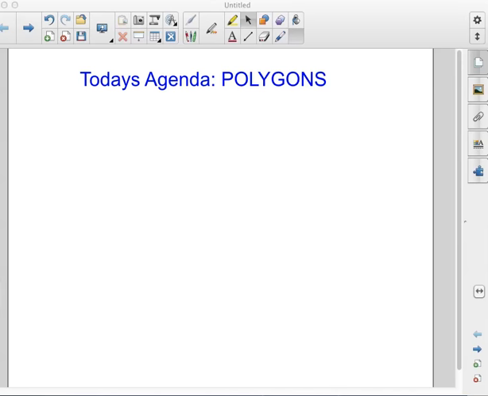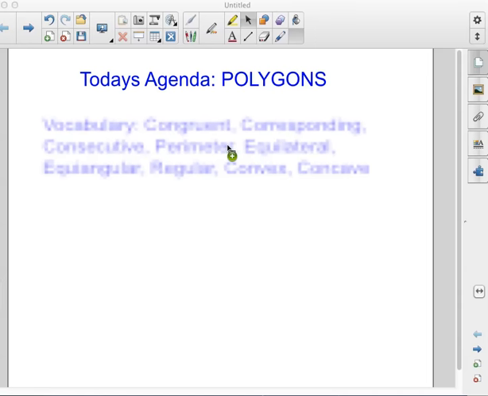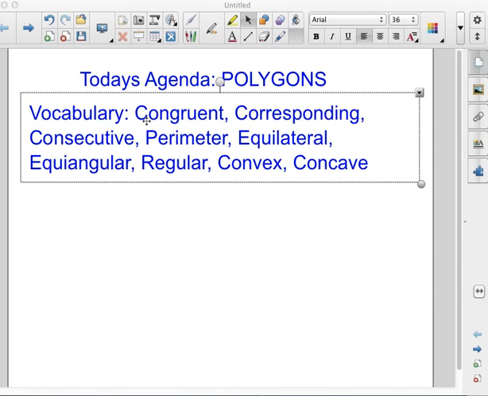discussing polygons. And as part of our lecture, we're going to have quite a few vocabulary words today. Some of the vocabulary words we're going to cover are congruent, corresponding, consecutive, perimeter, equilateral, equiangular, regular, convex, and concave, just to name a few. And there might be a few that pop up along the way, so let's just pay close attention as we go with our definitions. But these are just some of the ones that we're going to be covering.